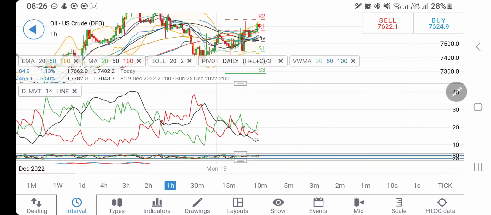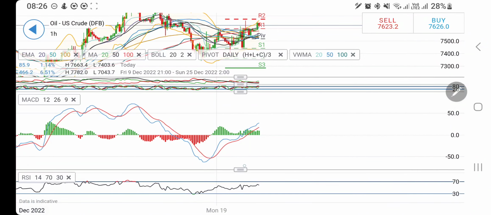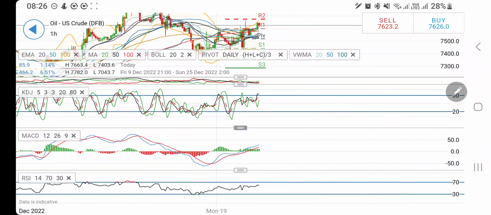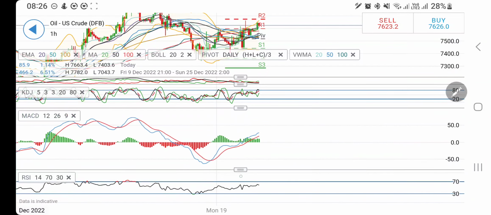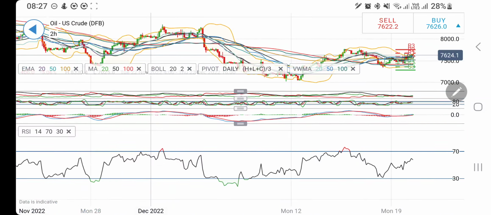We'll try to find our entry levels here. See, directional movement here is bullish. Stochastic and MACD are also bullish here, divergent. Stochastic is overbought. RSI is comfortable there, not showing any signs.